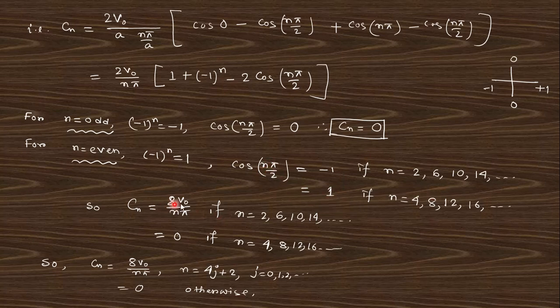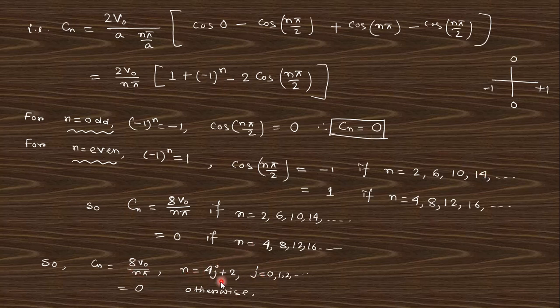So if you take this value, we can see here that minus 1 to the power n is 1 and this is minus 1, so the total becomes 4, and that's why this is 8. And for this other value, this is 1 and this is 1, so 1 plus 1 is 2, and this minus 2 cancels out. So only this combination, that is n equals 2, 6, 10, 14, gives existing values of Cn, and the other values of n give Cn equals 0.